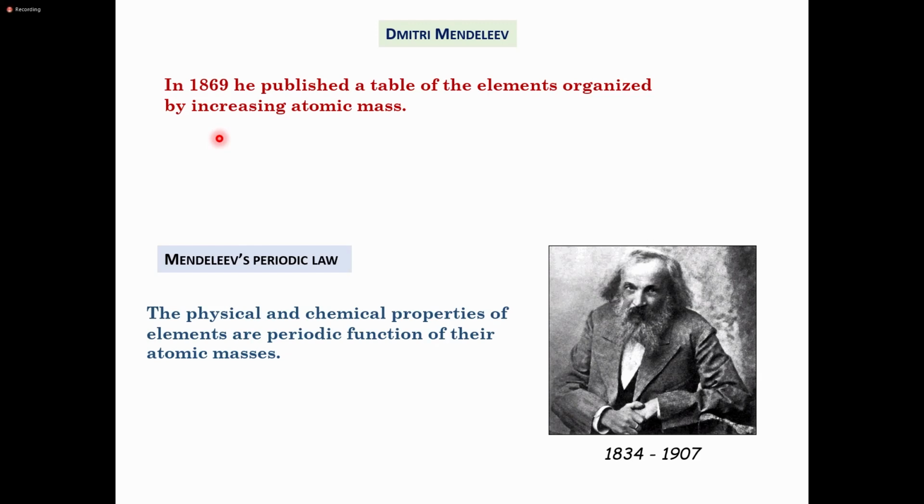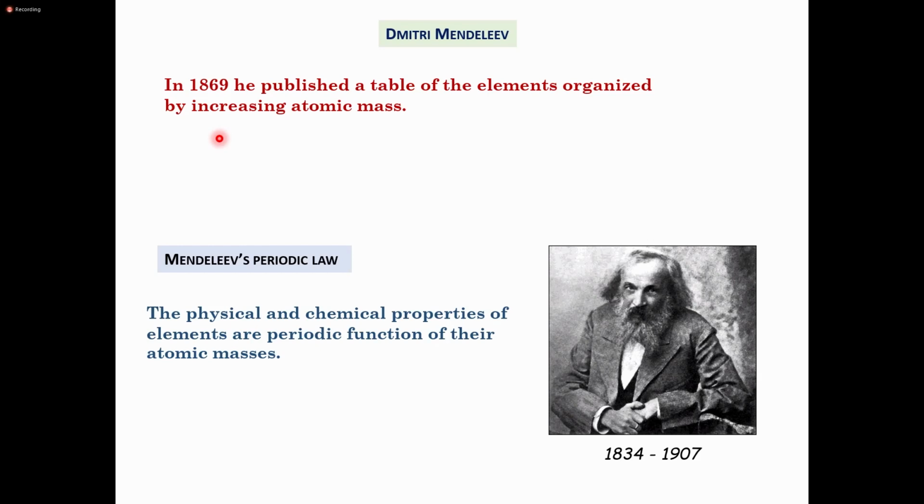So that's why Mendeleev says that the physical and chemical properties of the elements are a periodic function of their atomic mass. That means that when the atomic mass is changing, the physical properties and the chemical properties will also change. So according to this atomic mass, he arranged these elements, and accordingly the physical and chemical properties also change.